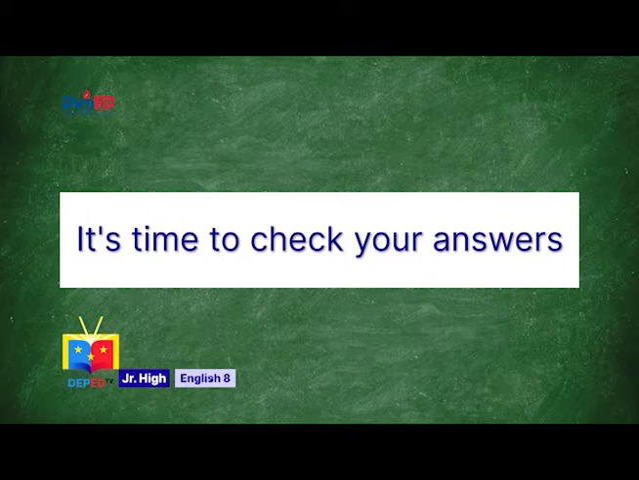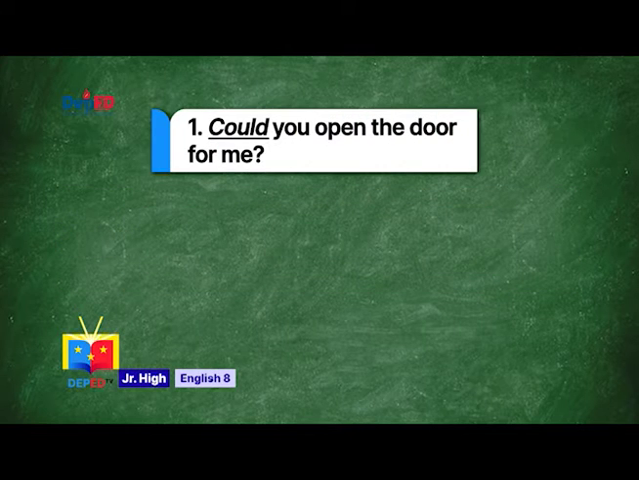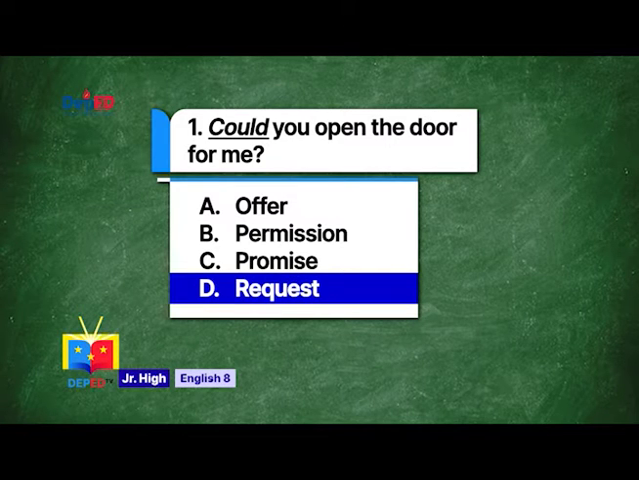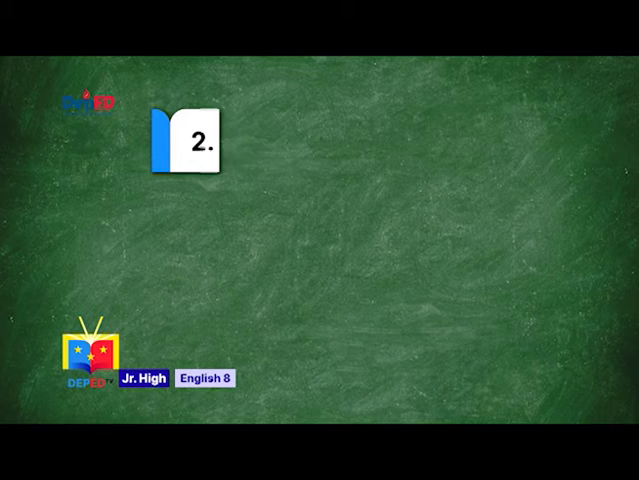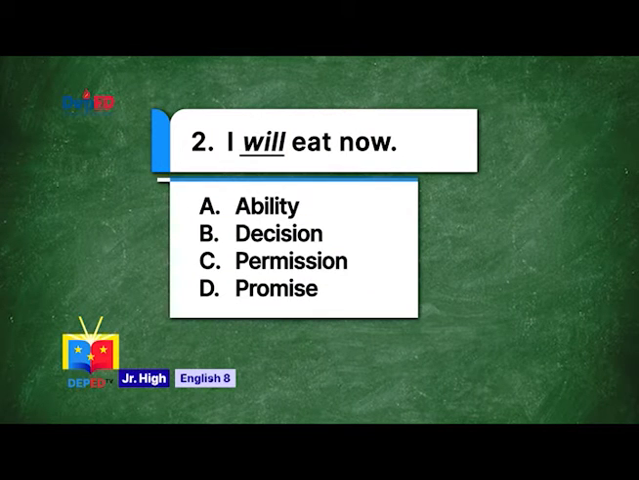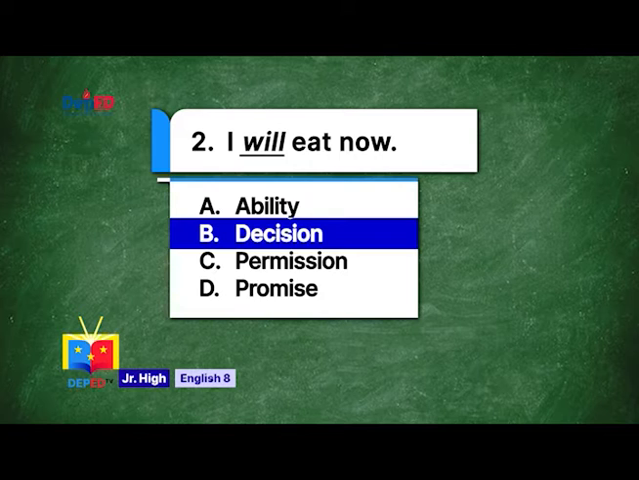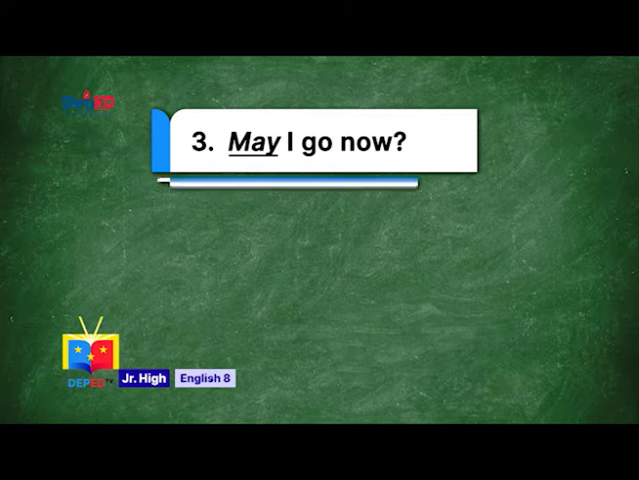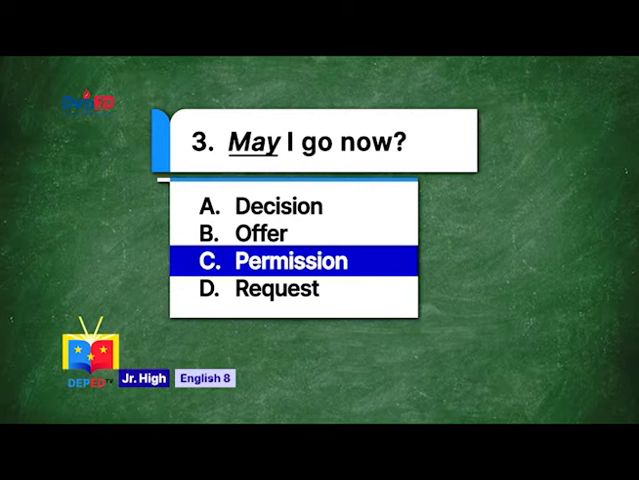It's time to check your answers. Number one, could you open the door for me? The correct answer is letter D, request. Number two, I will eat now. The correct answer is letter B, decision. Number 3. May I go now? The correct answer is letter C, permission.